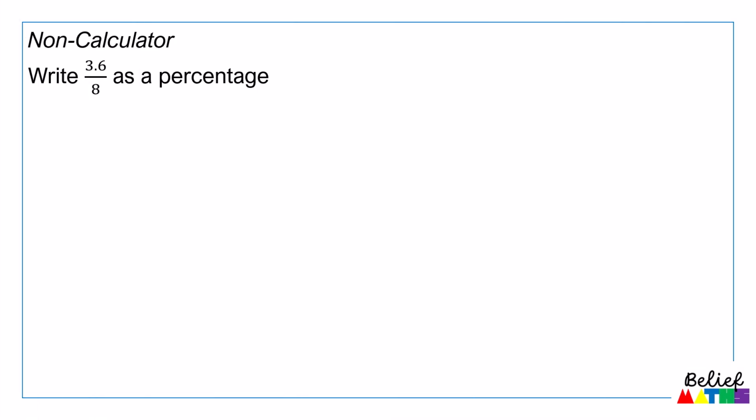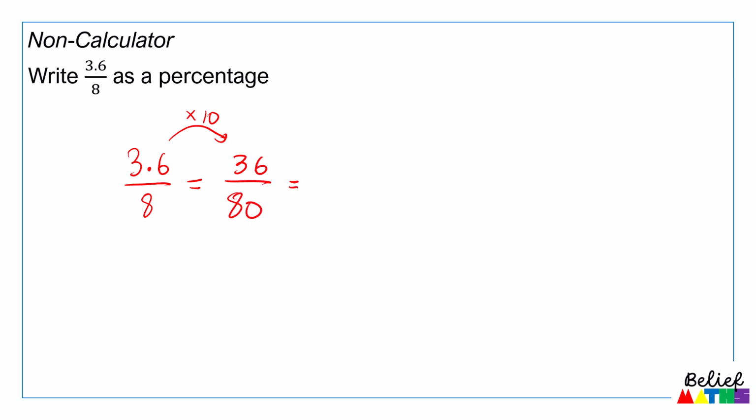Okay, coming up to the final two questions now. This question is asking us to write this fraction as a percentage. Now this fraction is slightly different because we've got a decimal involved. So 3.6 over 8. The first thing we're going to do here is get rid of the decimal. So what we're going to do is multiply the entire fraction by 10 because that moves the decimal one place and we get 36 over 80.